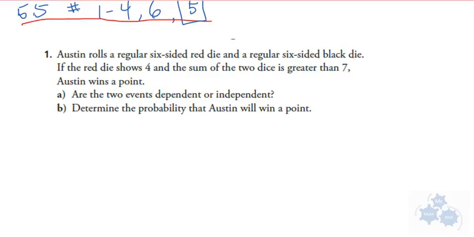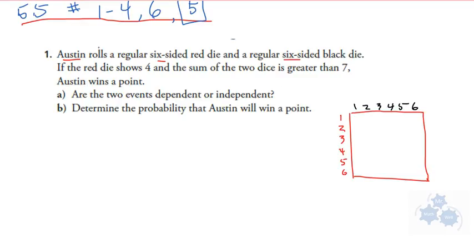All right, so just to get you started on this assignment, for the first question, Austin rolls a regular six-sided red die and a regular six-sided black die. So one's red and one's black. Now, you don't want to think about this in terms of fractions and formulas. You don't have to. What you want to do is just envision the dice: there's 6 on the red, and 6 on the black.